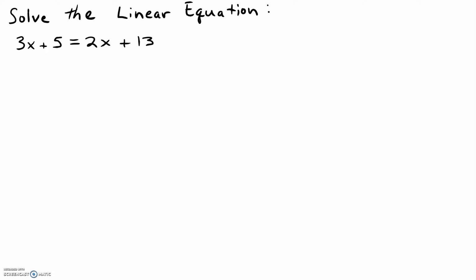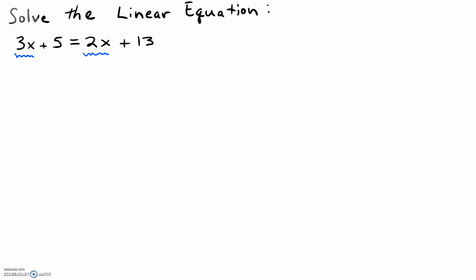So notice in this particular problem, we have two different terms with a variable. We have a 3x and a 2x, and they happen to be on opposite sides of the equation. So the first thing that I would do if I were doing this problem is I would want to get all of the terms that have a variable, or that have an x, on one side of the equation.